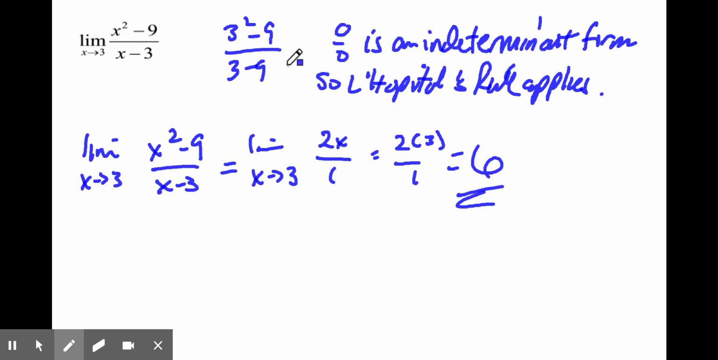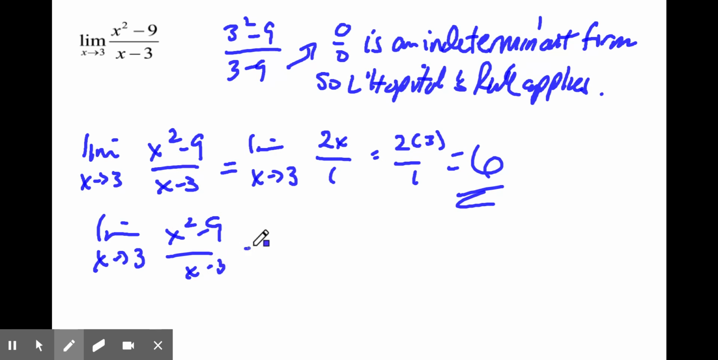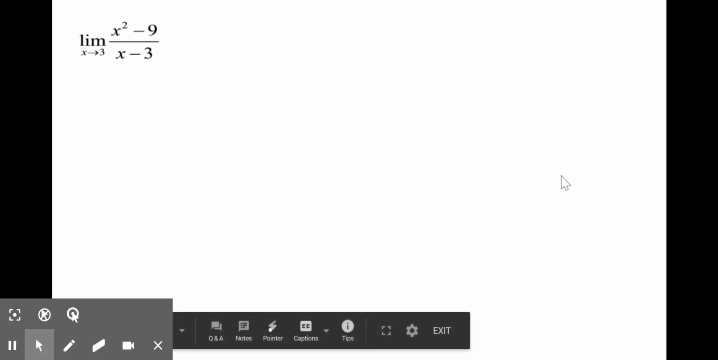Okay, and again, that's because we have an indeterminate form, 0 over 0. L'Hopital's rule applies. As you write across the line, the limit sign has to go with it. Okay, the idea that the limit as x goes to 3 of x squared minus 9 over x minus 3 is equal to 2x over 1, this is completely false. This is not true. It is not equal to that. It's equal to the limit as x goes to 3 of 2x over 1. Okay, that's what L'Hopital's rule says. So you do have to be careful. All right? Okay, so let's keep going.